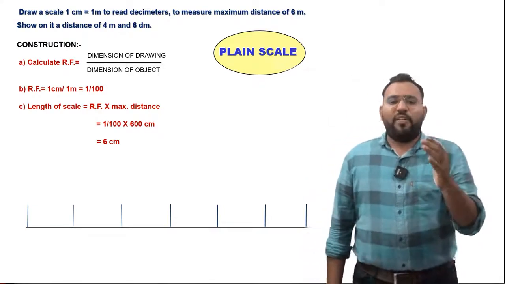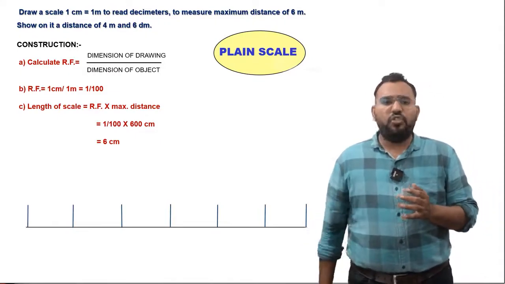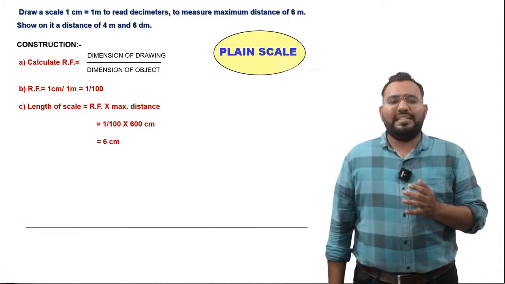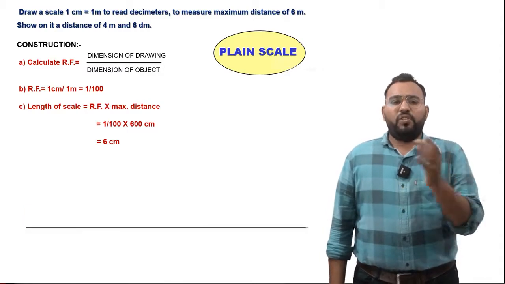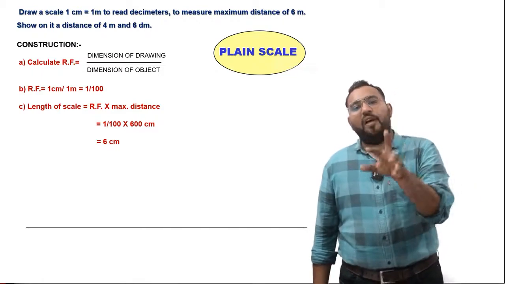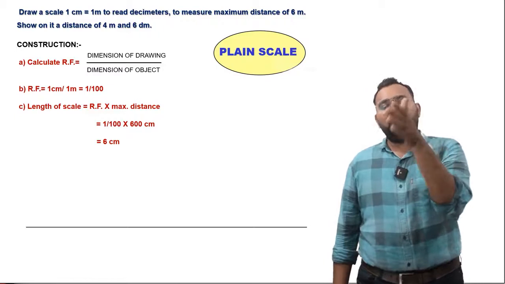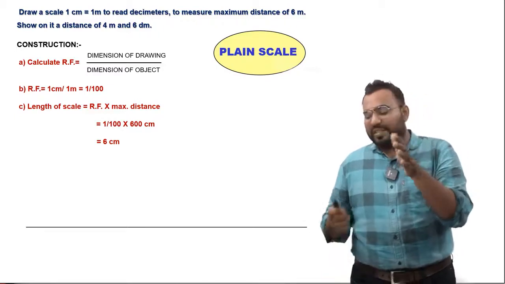Okay. So what I have done over here, again I am going to repeat this. First you have drawn a 6 centimeter line. Now you have divided this into 6 parts. How have you decided? You have decided as per the maximum distance given. So maximum distance is 6 meters. So that's why you have divided this line into 6 parts.